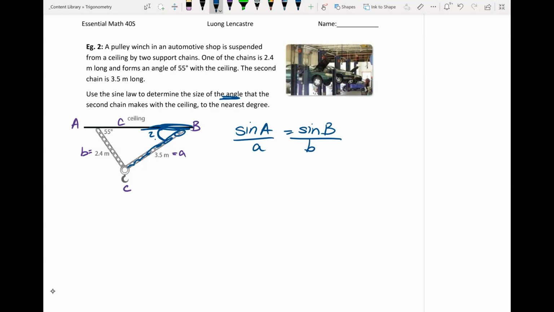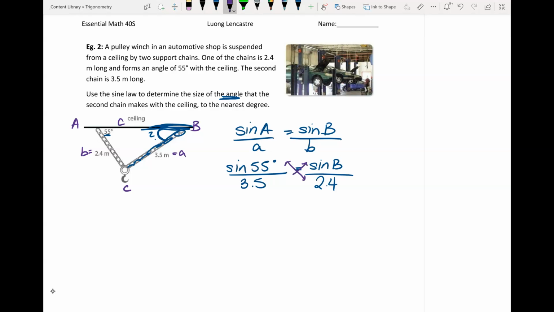Just going to fill in the information we have. So angle A is 55 degrees, which is right here. Side A is 3.5 meters. Angle B we don't know, so I'm going to leave big B alone. And then side B is 2.4 meters. Now my step to solve for this is to isolate sine B and then isolate B.